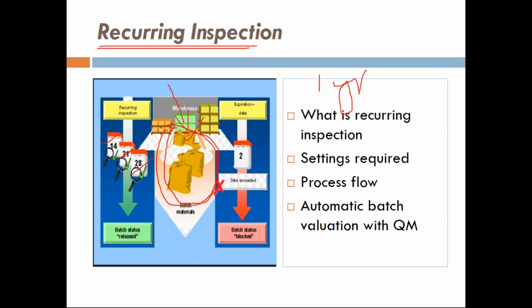After 1 year, the system has to generate the inspection lot automatically. So how to do that? What are the settings required? What is the process flow? How will the system generate the lot? What background jobs you need to execute for this, deadline monitoring, all those things we will discuss. That is recurring inspection.